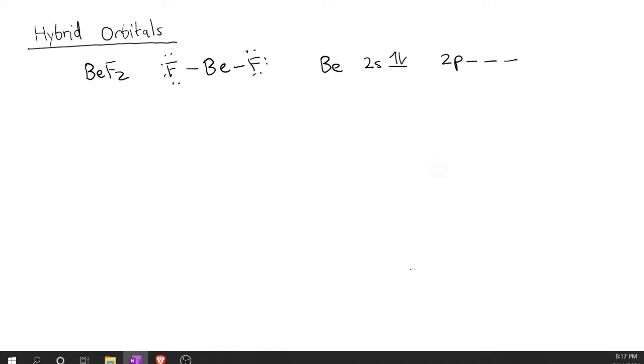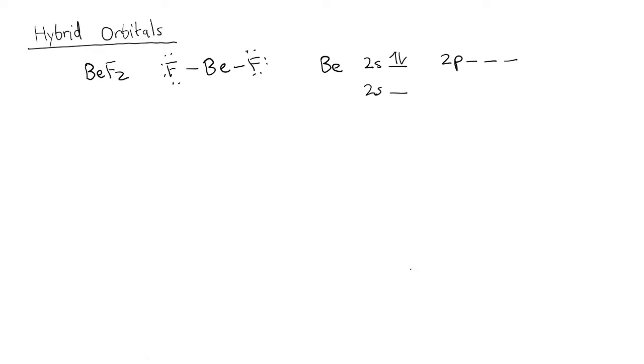So what we do is we draw it a different way. So we have the 2s and we have the 2p. So we have 3 empty p orbitals here. So what we can do is we can move one of our electrons from the 2s to the 2p. So now we have 2 electrons available for bonding.